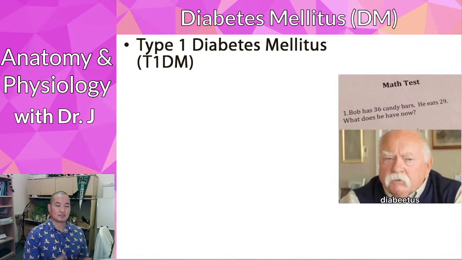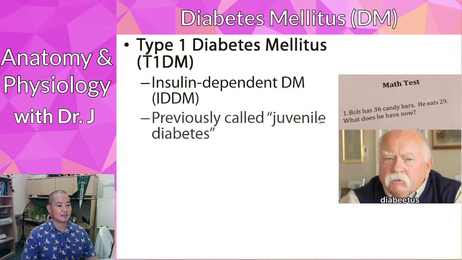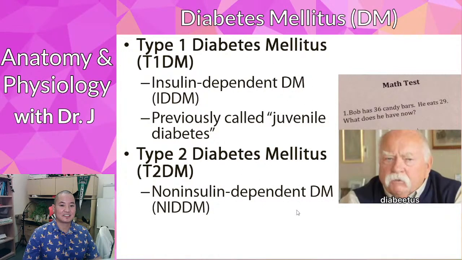So type 1 diabetes, and there are multiple ways of abbreviating this, but this is the one I try to use for this class, while other abbreviations and names might appear in other textbooks and classes. It's also called insulin-dependent diabetes mellitus, or IDDM. It was previously called juvenile diabetes because it tended to appear in younger people, but this term has fallen out of favor because adults can develop type 1 diabetes mellitus later in life. But if you look at older papers, they might say juvenile diabetes, referring to this type, because it's insulin dependent.